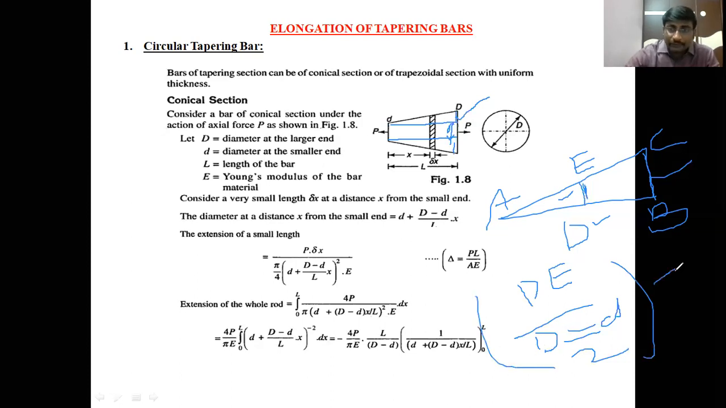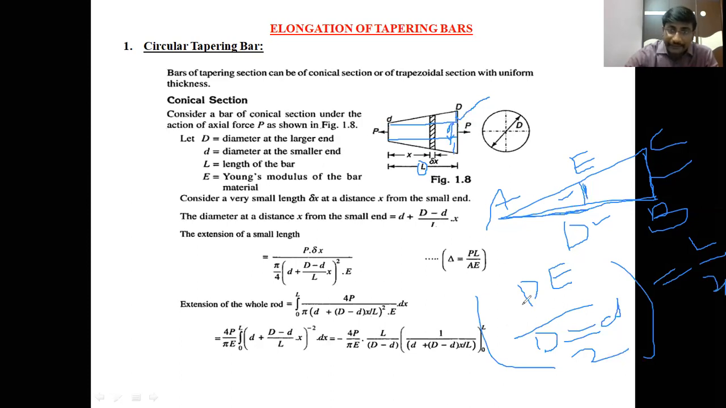That means BC by DE is equal to AB by AD. How much is AB? AB is the capital L, the length of the bar. What is AD? AD means from this point to this point. How much distance? This is X. So L by X.